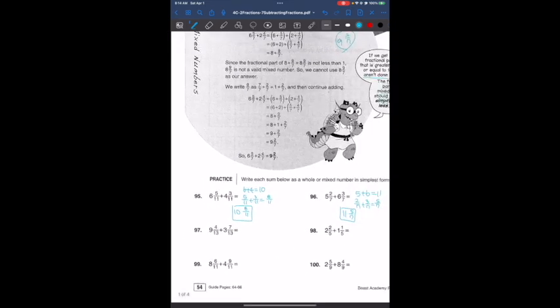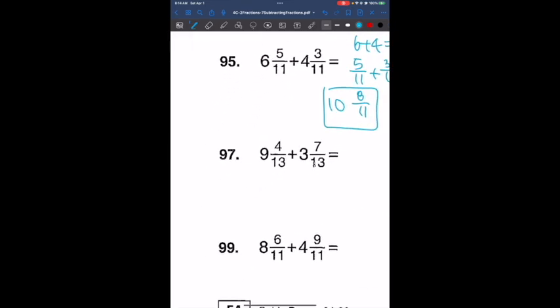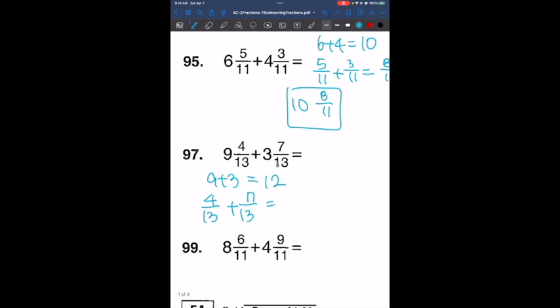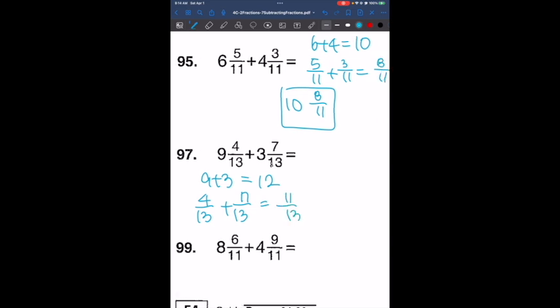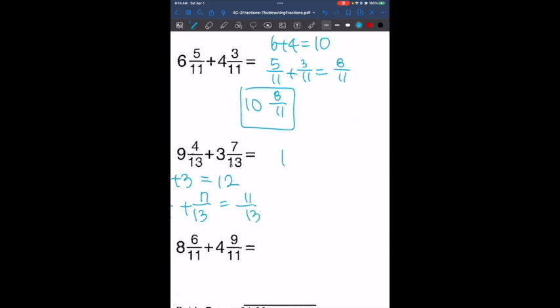Then for problem number 97, again, we're going to add the whole numbers together, so that gives us 12. Then we're going to add the fractions together, so we have 4 over 13 plus 7 over 13, and so that is going to be 11 over 13. So in total, we're going to get 12 and 11 over 13.